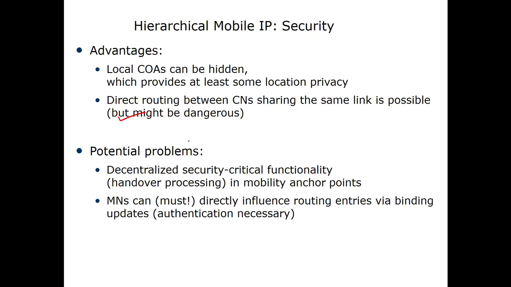Okay, and this may be dangerous. Sometimes it may be dangerous when it is ahead of the foreign agent. So the potential problems are decentralized security critical functionality, and mobile networks can also use either direct influence between routing and binding. So here the authentication is necessary.